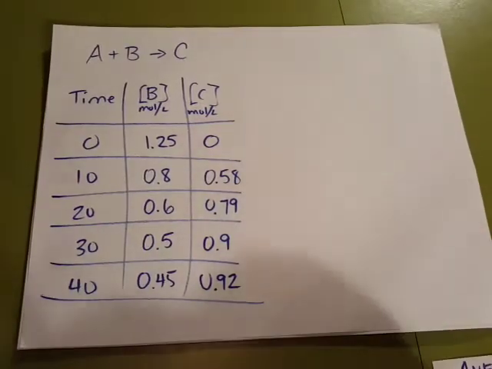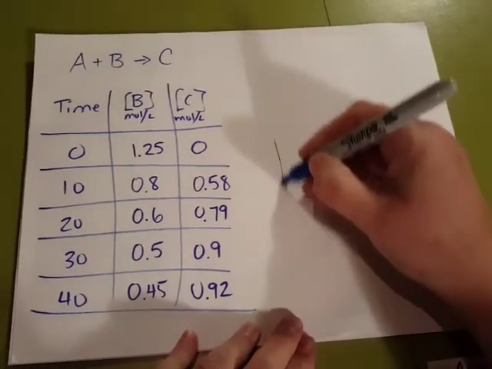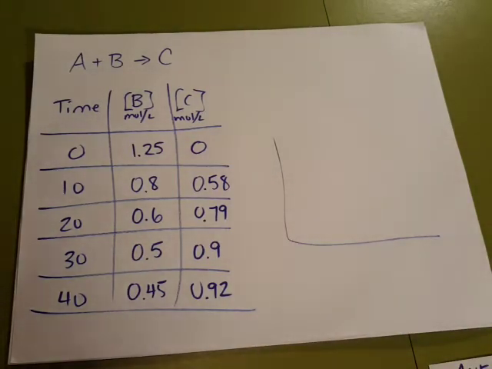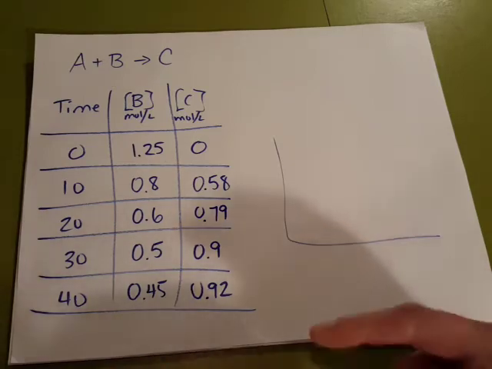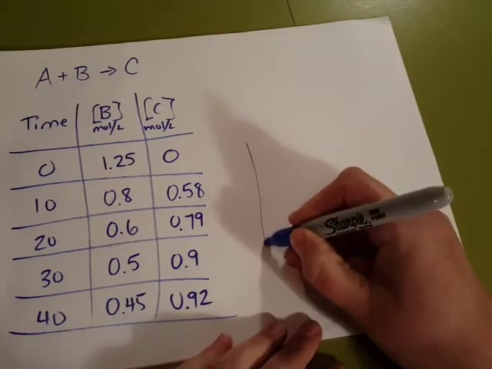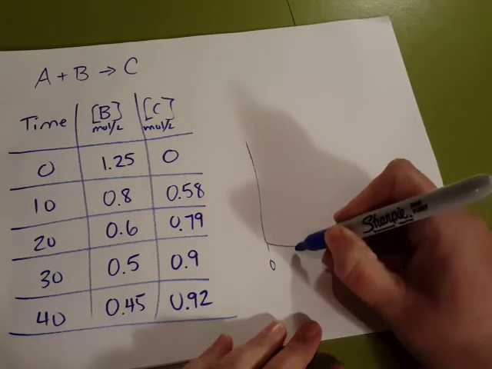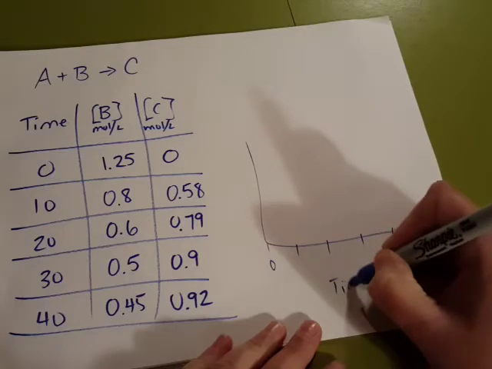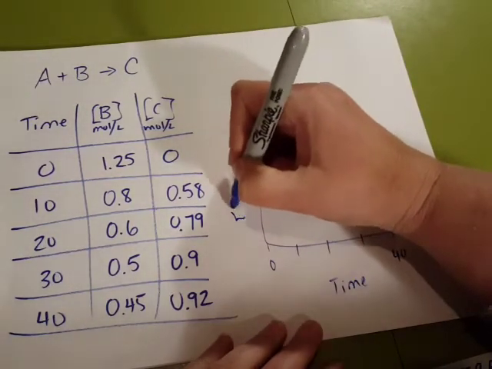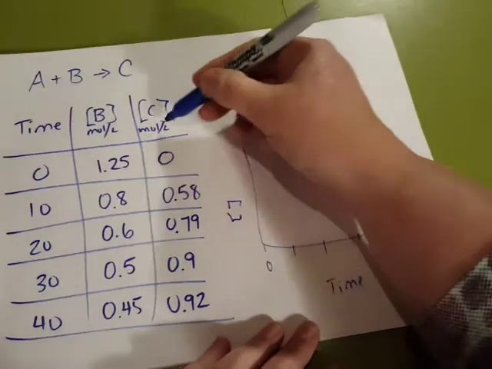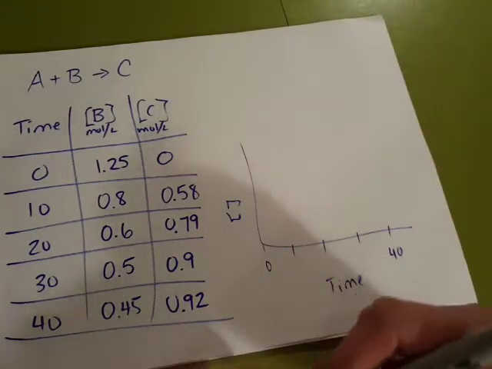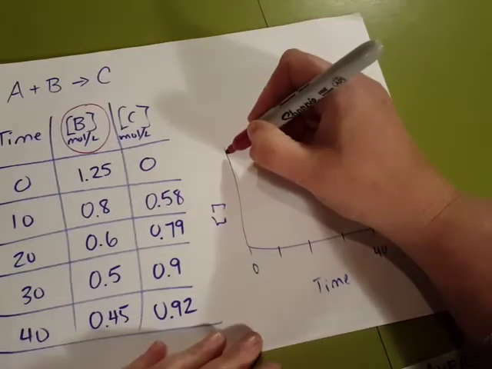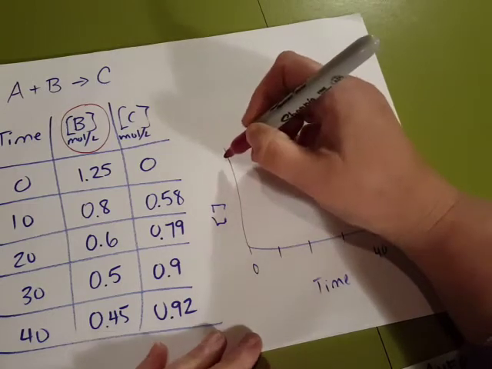So what we have in our chart, we could actually have a bit of a visual for, where the chart is over time. So this would be just before the experiment started, 10, 20, 30, 40. And across the top here would be our concentration, which would be in moles per liter. And at the beginning of the experiment, B, we started with actually quite a bit. So we started with 1.25.